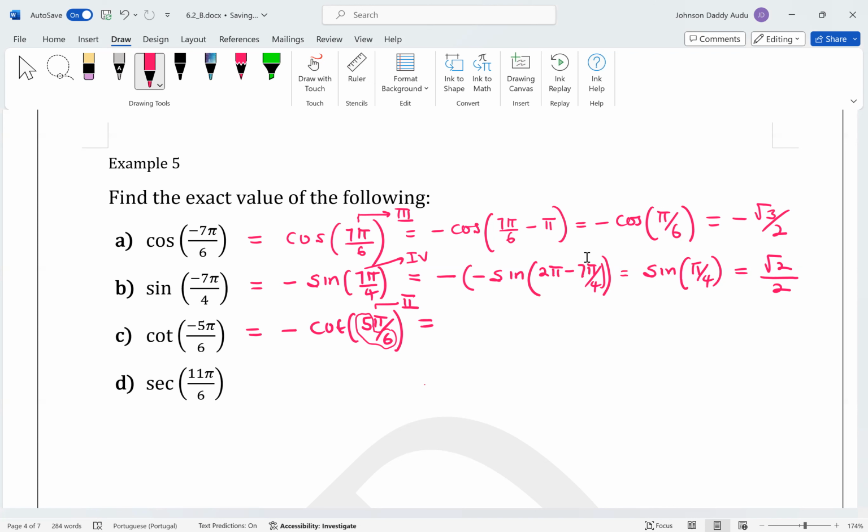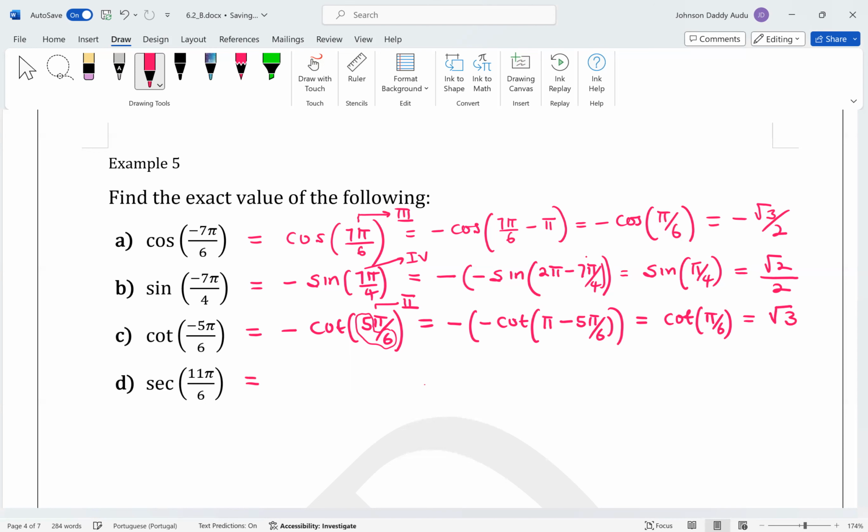And in the second quadrant, we know that cotan is negative. So it's going to be negative, then another negative. Then cotan in the second quadrant is going to be pi minus 5 pi over 6, right? So this minus minus will make it positive. So this is just cotan of pi over 6, right? And cotan pi over 6 is the same thing as tan pi over 3, which is simply root 3.